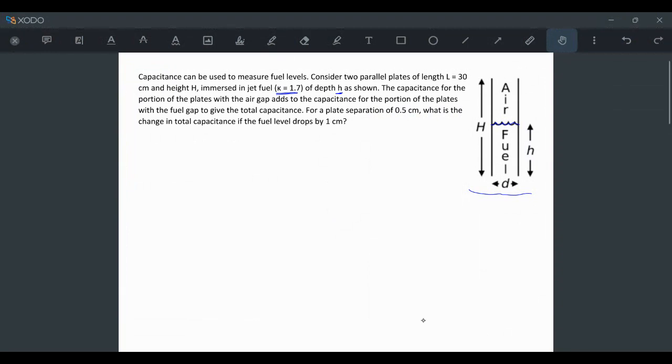So we're told what the plate separation is. This is the variable lowercase d right here. And we're asked to find what is the change in total capacitance if the fuel level drops by 1 centimeter. So the first thing we need is the capacitance of a parallel plate capacitor. That's equal to epsilon naught times the area divided by the separation between the plates.